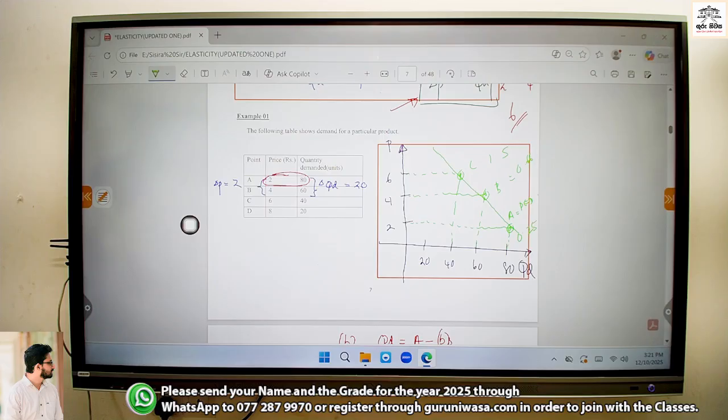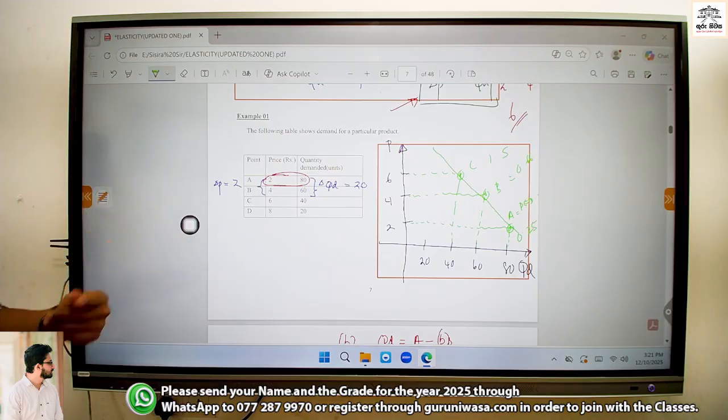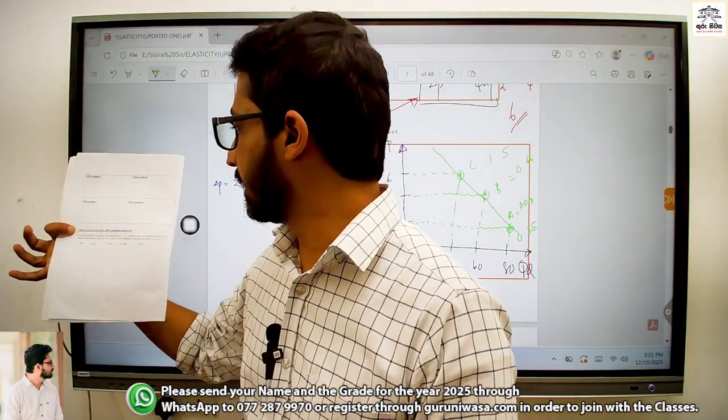If you have completed this graph and calculation of point price elasticity of demand, you can do this 2016 A level paper question.